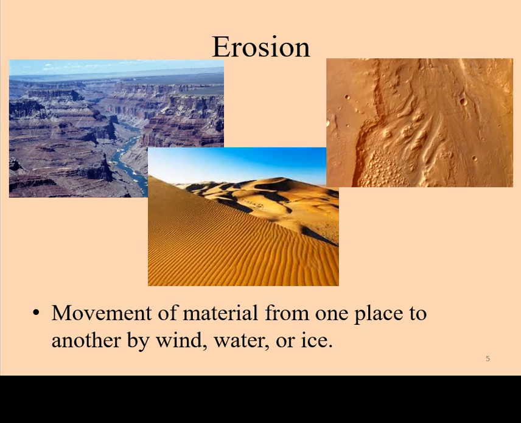The carving may be manifest as canyons, whereas the covering up may be manifest as sand dunes. Among terrestrial planets, only the Earth and Mars show significant signs of erosion, either past or present. This concludes this video.